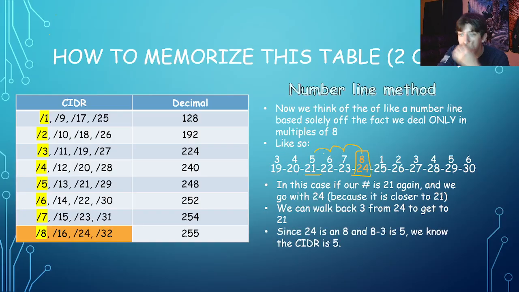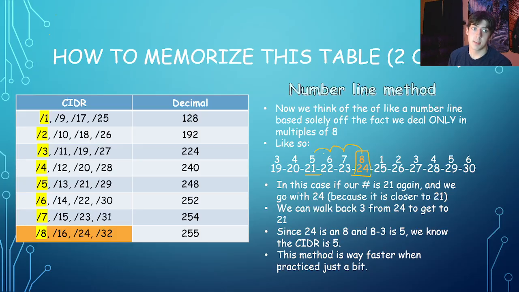And since we know that 24 is an 8, and 8 minus 3 is 5, we know the CIDR is 5. You can also literally sit there and go 24, 23, 22, 21, 3. What's 8 minus 3? It's 5. Our CIDR is 5. That's how I think of it. This is my favorite method. If you can mentally tear everything I just said down and do it some other way that works better for you, do that. This is how I memorize this table really quickly. Now, this method is way faster.